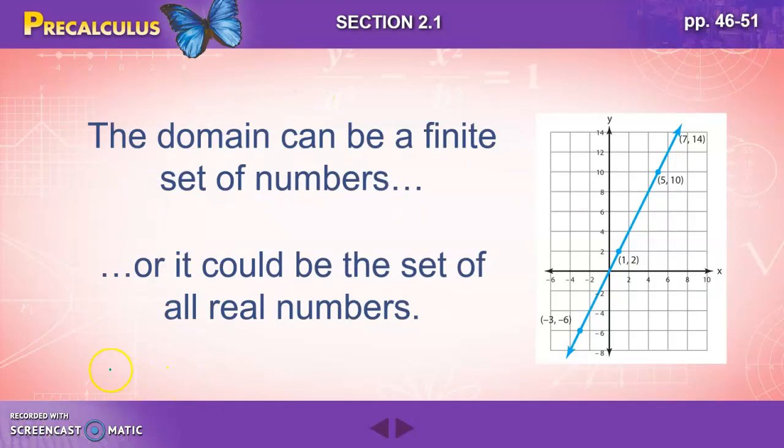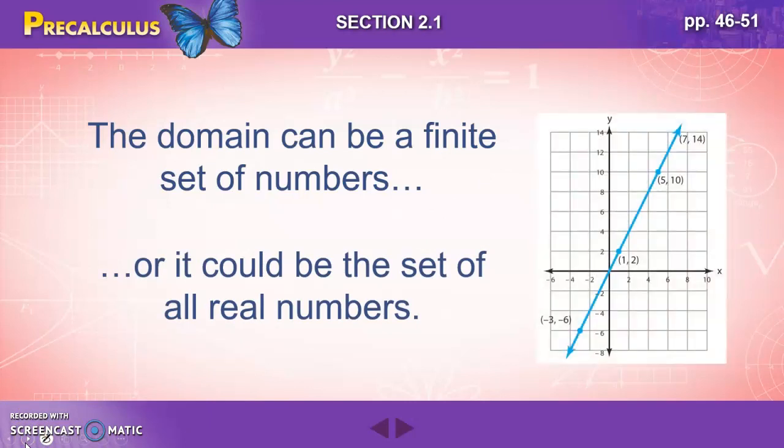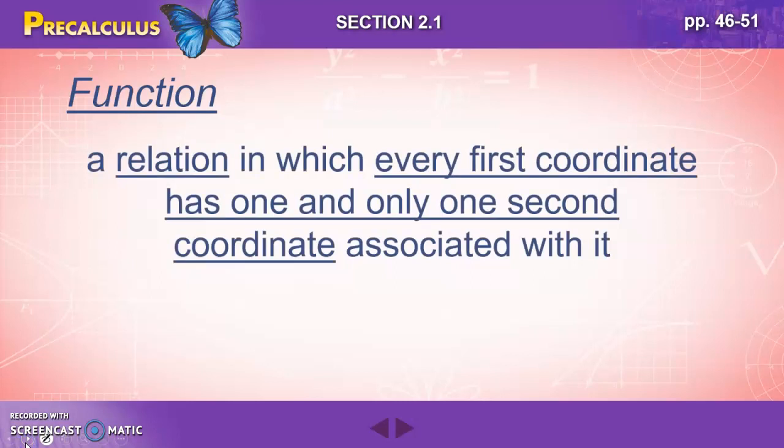The same can be said of our range. If we back up here, our range in this particular graph is as low as -6 and as high as 14. So y would be between -6 and 14. Or, again, it can be the set of all real numbers, negative infinity to positive infinity.